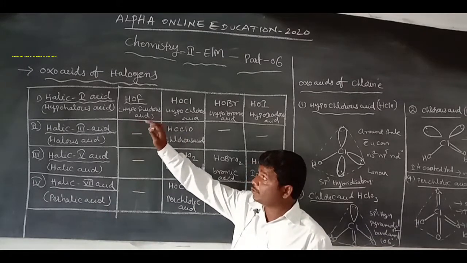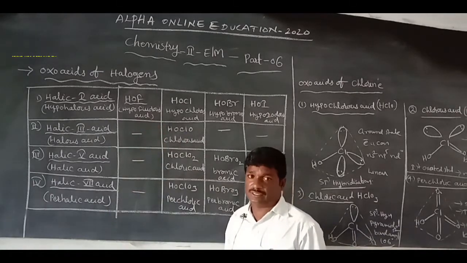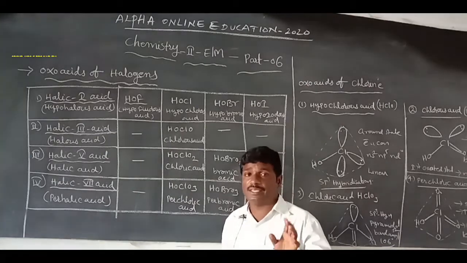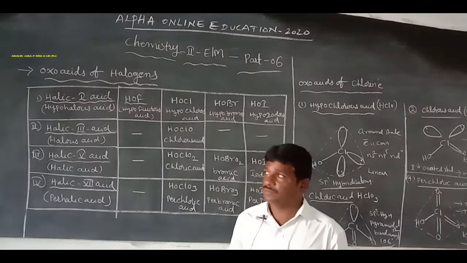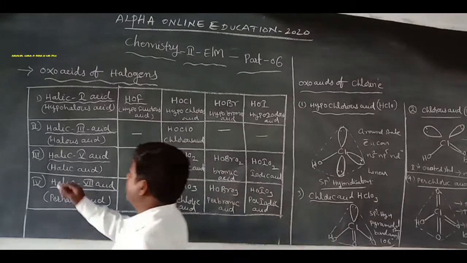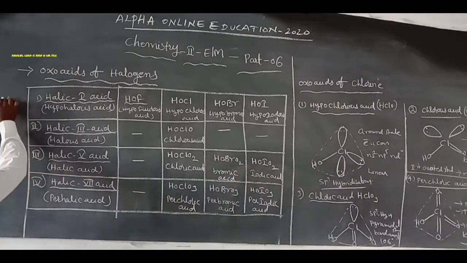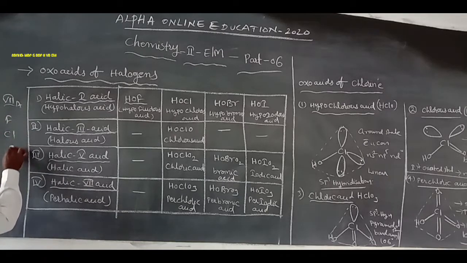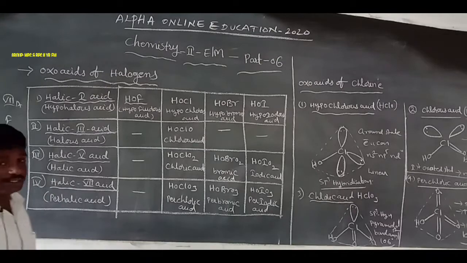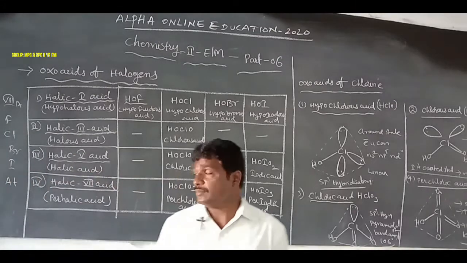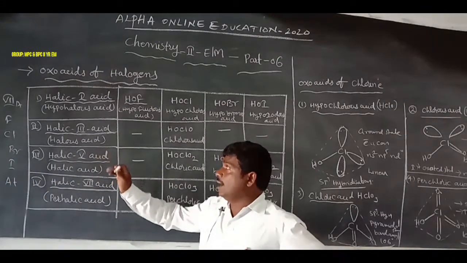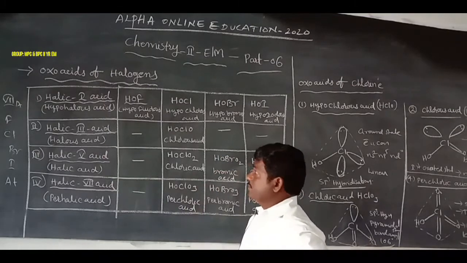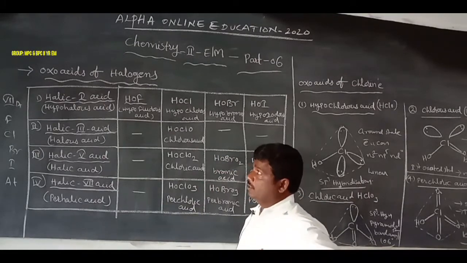Here we discuss the oxo acids of the halogens. Halogens are also known as the 7A group elements. The 7A group elements are fluorine, chlorine, bromine, iodine, and astatine. These are the halogen elements.